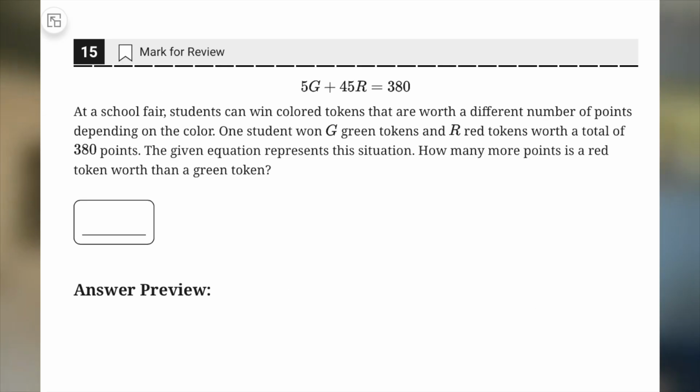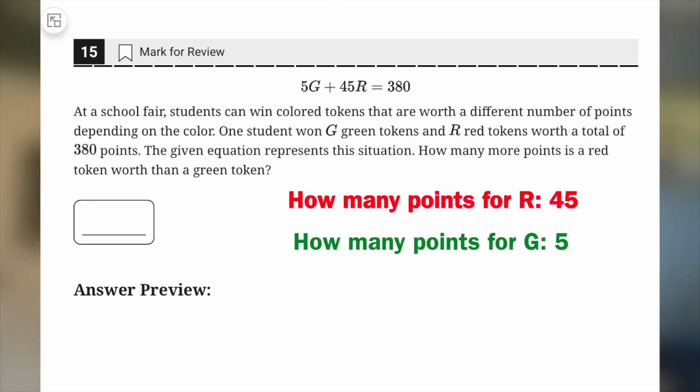If you think about what the equation is saying, you're saying that for every red token, you get 45 points. If we get 0 red tokens, we get 0 points from that component. If we get 1 red token, we get 45. And if we get 2 red tokens, now we get 90, and so on. And so a red token on its own is worth 45. A green token, on the other hand, is worth 5 by the same logic. And so ultimately, the answer to this question is just the difference between the 2, 45 minus 5.